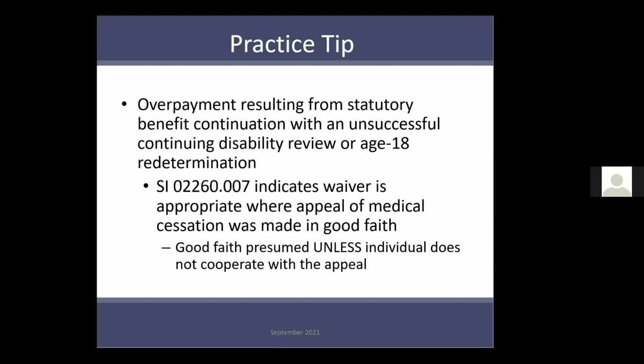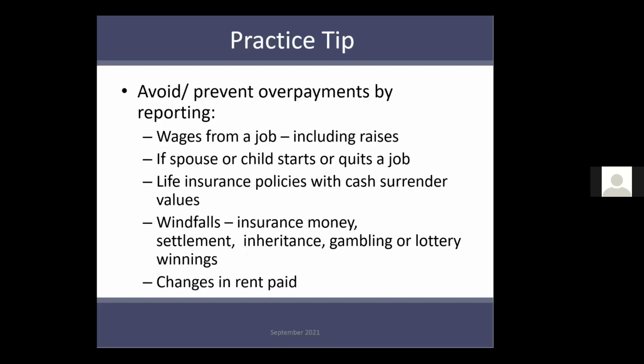Basically, you can cite that and help your client get the overpayment waived when they have a failed continuing disability review or age 18 redetermination. And the next practice tip we have is that the best way for anyone to avoid overpayments is reporting everything they can to Social Security as soon as it happens. The rules are generally that you have to report by, I think, the 10th day of the next month after the change happens.